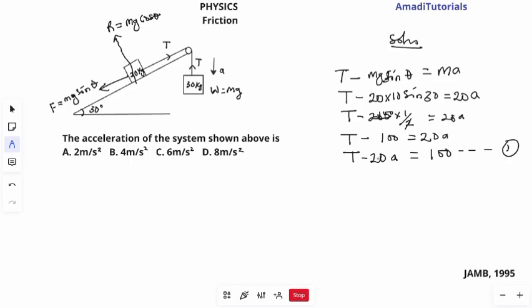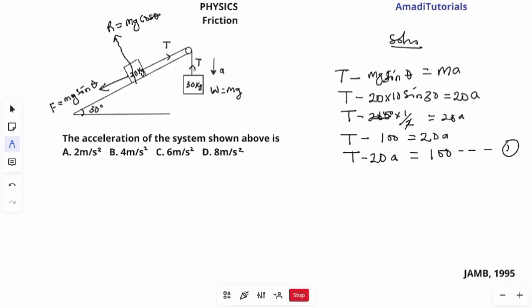Now there are two unknowns here. We can't find it using one equation. We need another equation that we will combine, to solve simultaneously to get the two unknowns. So now we have finished considering that of the 20 kg mass. So let's consider that of the 30 kg.